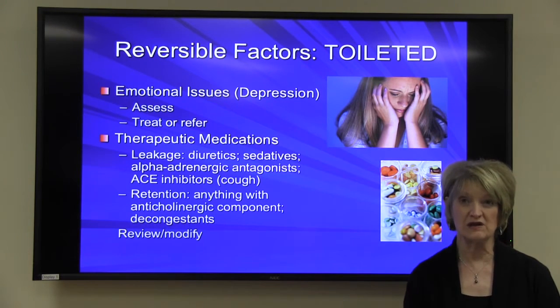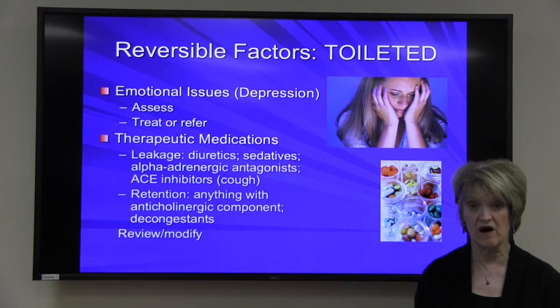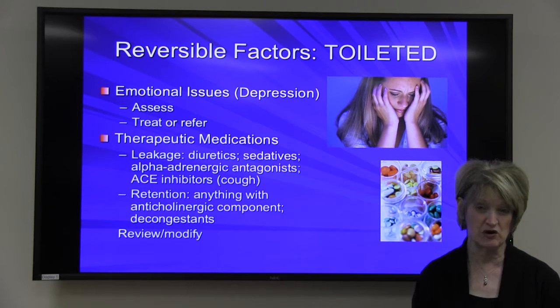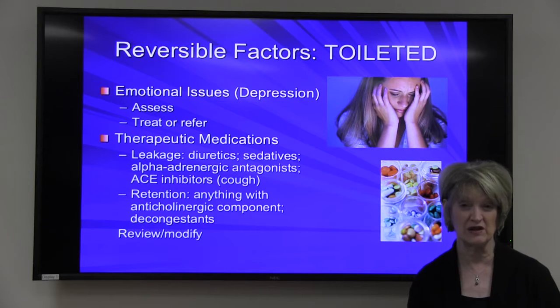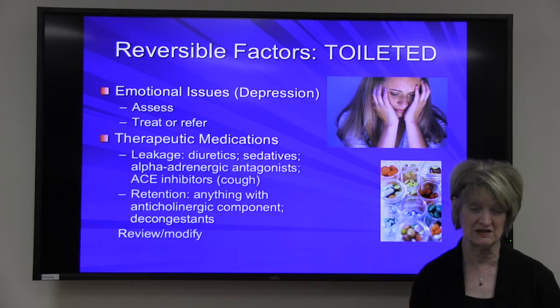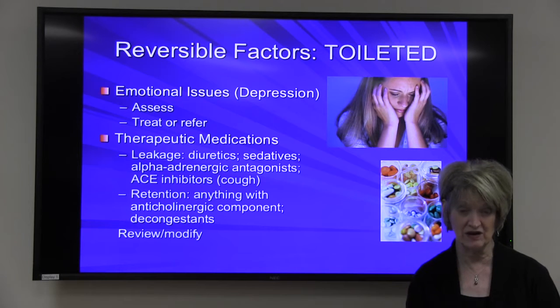The first D in TOILETED stands for emotional issues, so we know that there's a link between depression and urinary incontinence. First of all, depression involves a depletion of the same neurotransmitters that play a role in sphincter function. And there's some data to suggest that patients who are clinically depressed have a higher incidence of stress incontinence. Also, incontinence itself can cause some degree of depression.